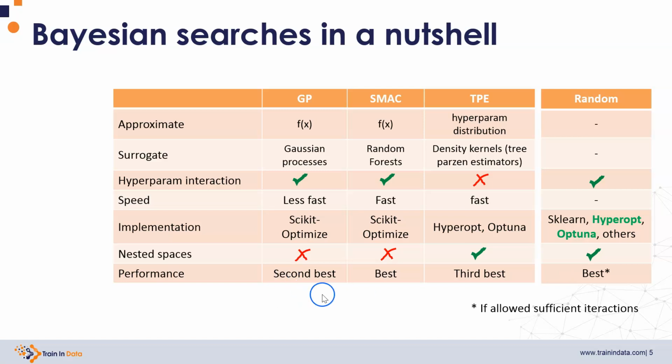And in terms of performance, random search can return a model with the best hyperparameters, provided we allow a sufficient number of iterations. So in other words, some scientists have shown that if we run a big enough number of hyperparameter combinations, random search can indeed find the best hyperparameters.